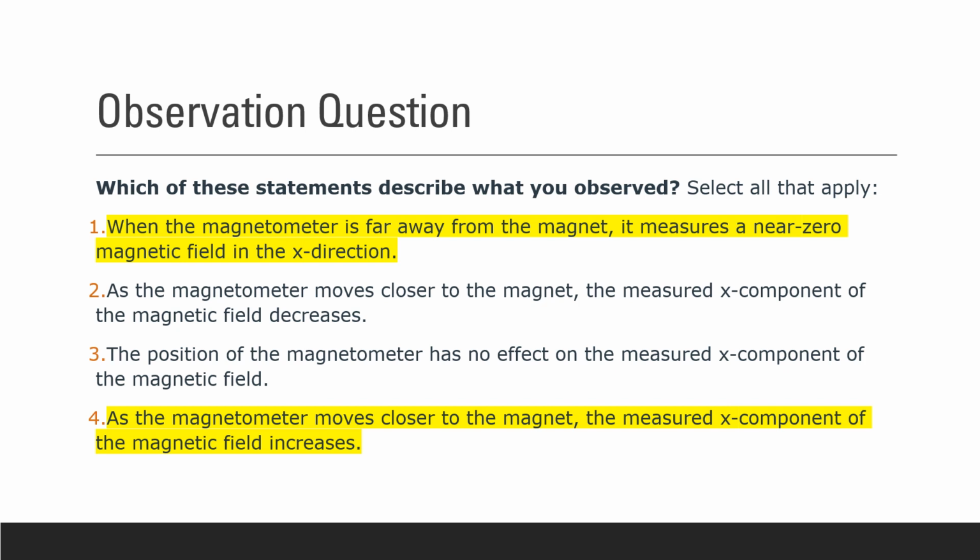The observation that we noticed is that when the magnetometer is far away from the magnet, it measures a near zero magnetic field in the x direction, and that as the magnetometer moves closer to the magnet, the measured x component of the magnetic field increases.